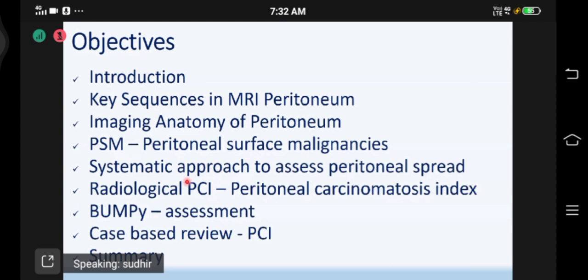Then we will systematically approach how to assess the peritoneal spread on cross-sectional imaging. That is very vital for the surgeons and from the treatment perspective. Then we'll go to the radiological PCI, the peritoneal carcinomatosis index. Then there is a mnemonic called the BUMPY assessment. We will also go through that, and a few case-based reviews revealing the PCI.